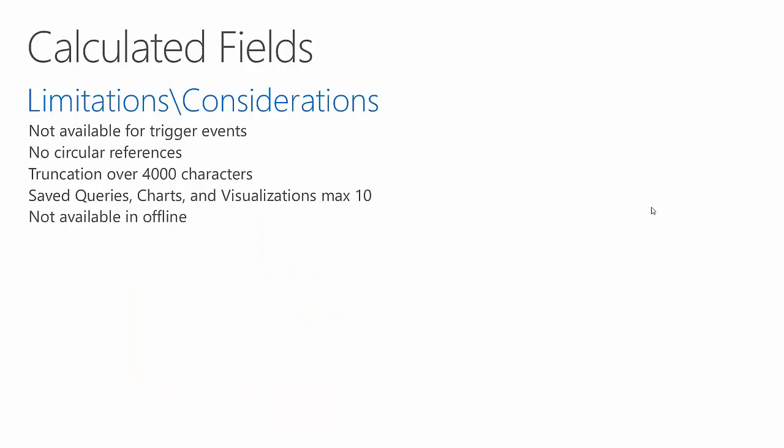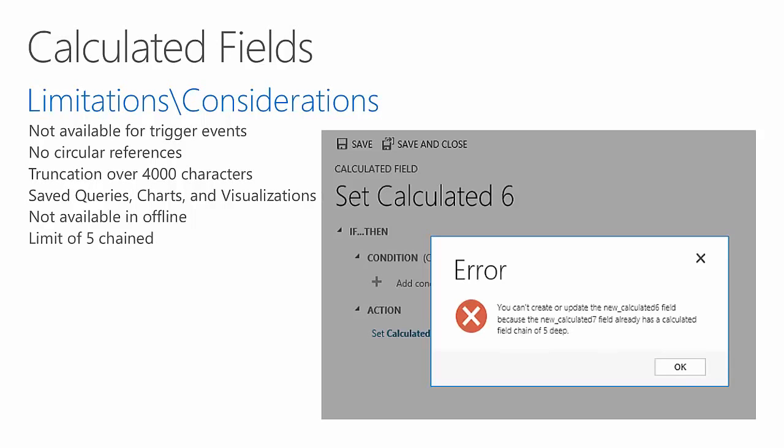Calculated fields are not available within Microsoft Dynamics CRM for Microsoft Office Outlook client while in the offline mode. Those fields will show up as empty while the client is offline. There is a hard limit of 5 max chained calculated fields. This is to prevent performance issues.